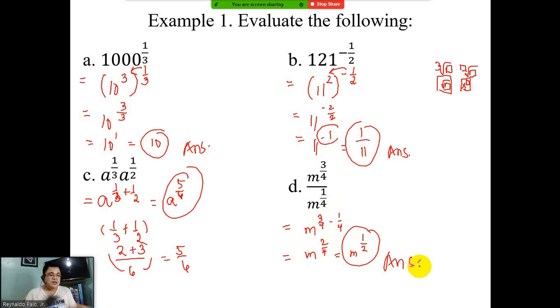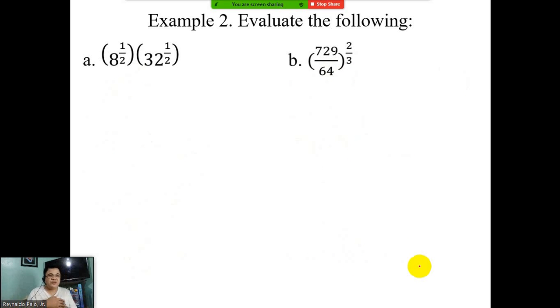Next, evaluate the following. a raised to the power of 1/2 times 32 raised to the power of 1/2. So what are we going to do here now? Of course, we have 8 and 32 here.